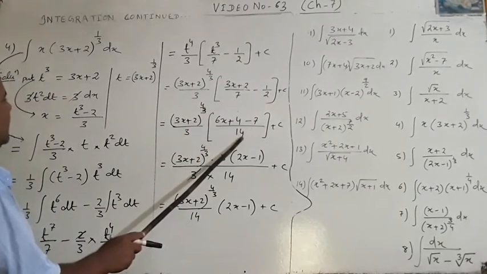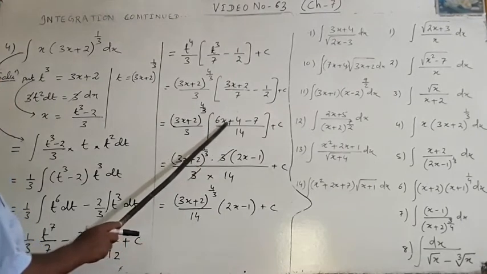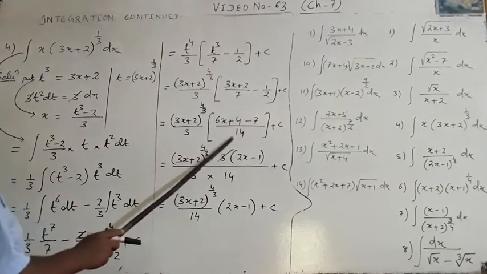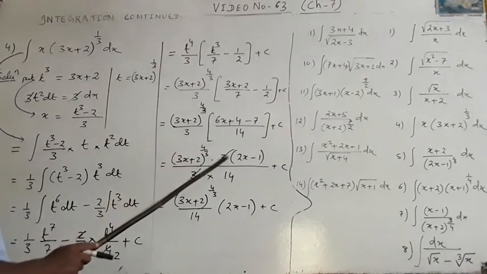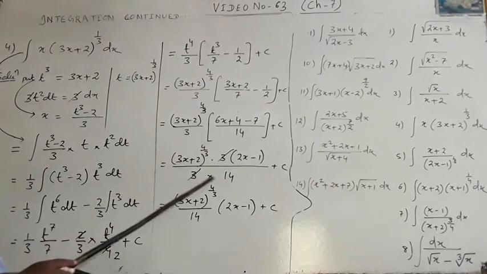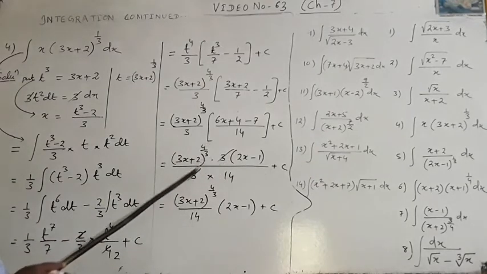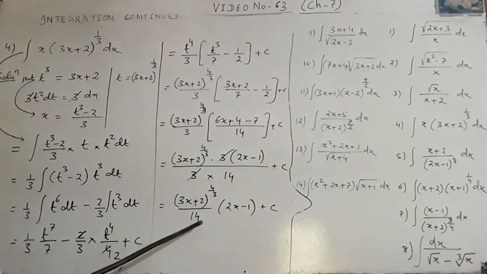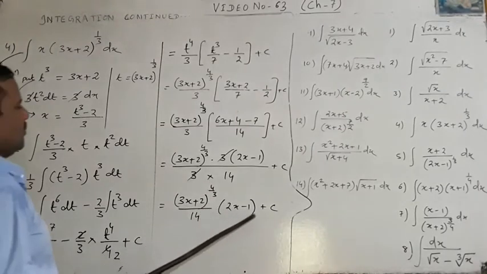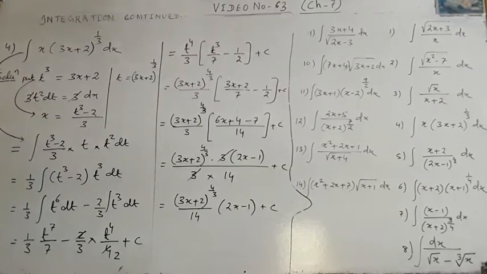So taking LCM 14, it becomes (6x plus 4 minus 7) by 14. Then take common 3 from this, it becomes 2x minus 1, and the denominator 3 into 14. So the 3 cancels, and the answer becomes (3x plus 2) to the power 4 by 3, by 14, into (2x minus 1) plus c. Okay.